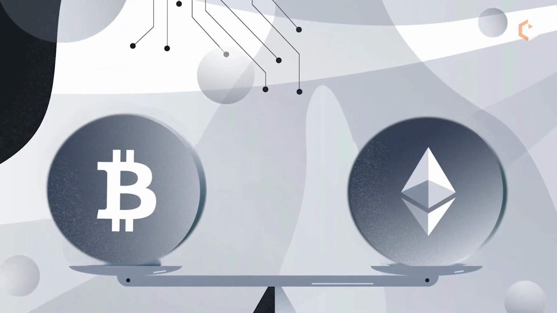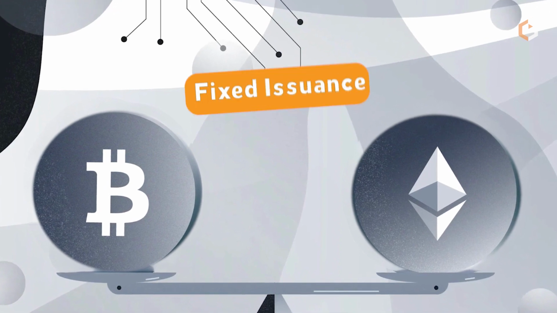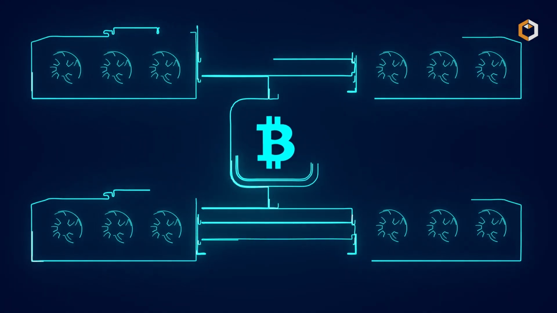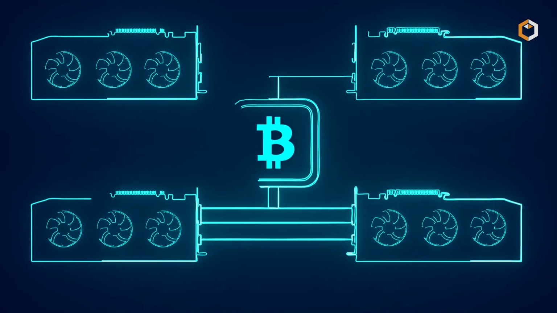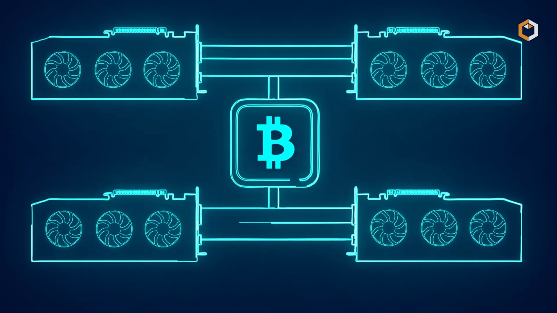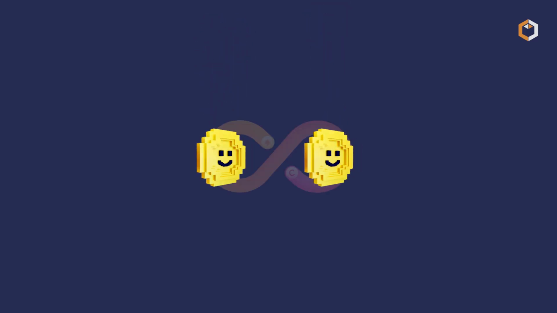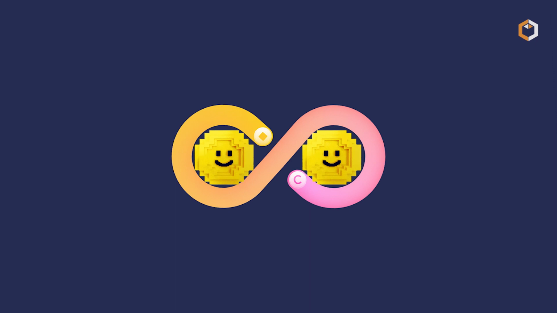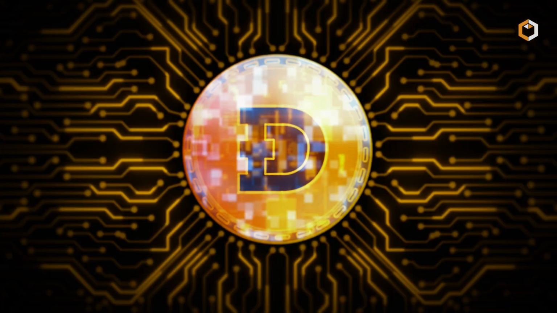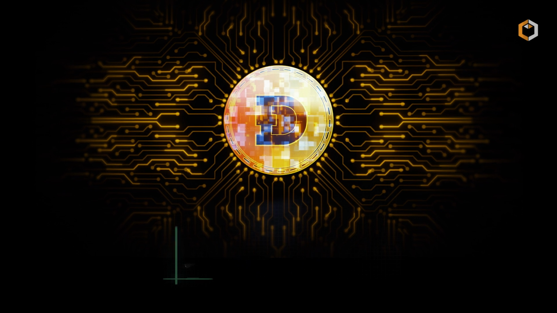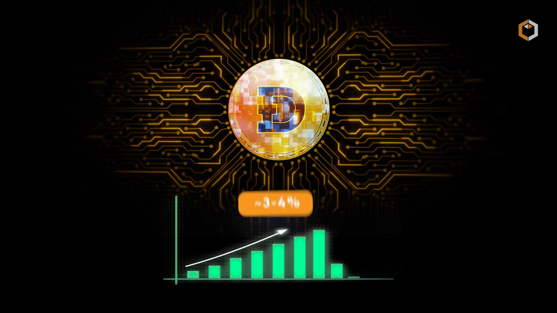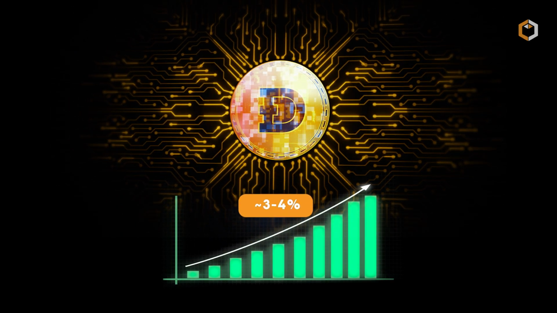Inflationary cryptocurrencies like Bitcoin and Ether have a fixed issuance, but the number of coins in circulation increases over time through mining or being issued to proof-of-stake validators. There are, however, some cryptocurrencies that have unlimited supplies. The best example of such a coin is Dogecoin, where the supply increases by 3-4% a year, hence the inflation.